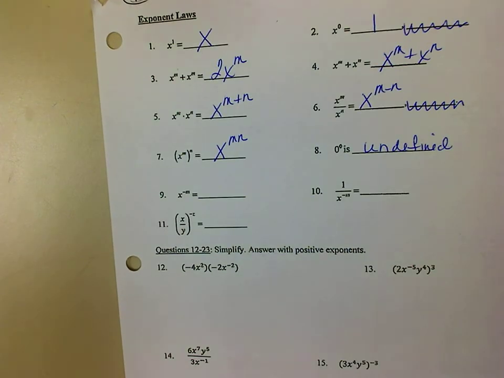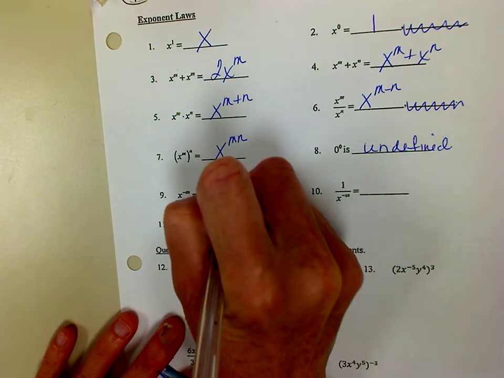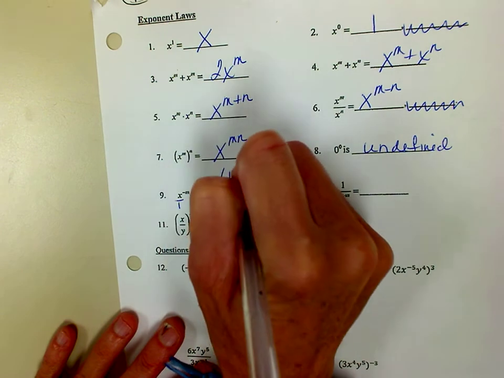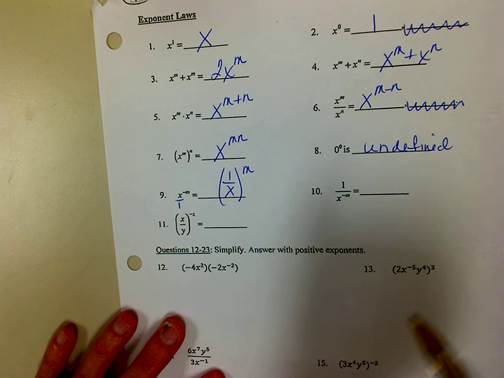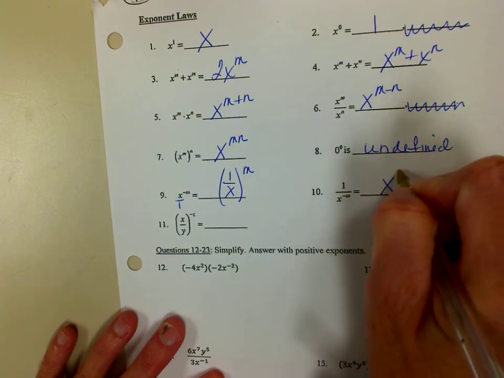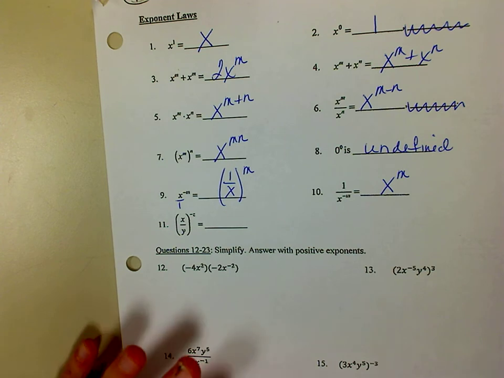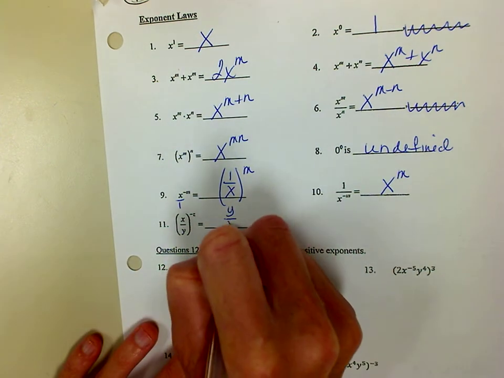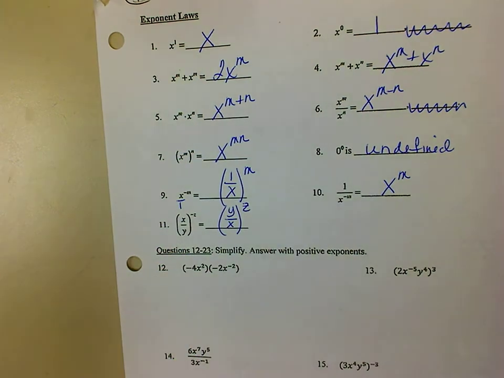And then the last 3 have negative exponents. You cannot have negative exponents. So whenever that occurs, you are going to flip the base. So if this is x over 1, I'm going to flip it to 1 over x. And then the exponent changes to a positive. This time the negative is on the bottom, so I'm going to move it to the top. And again, my exponent just becomes positive. Number 11, I'm going to flip my base so that fraction completely flips, and then my exponent changes to a positive. And those are the exponent rules.